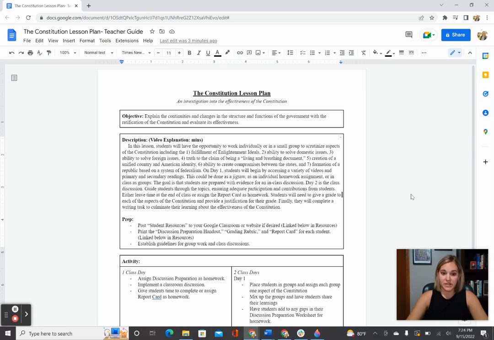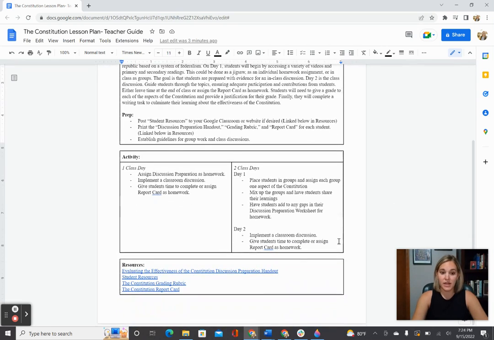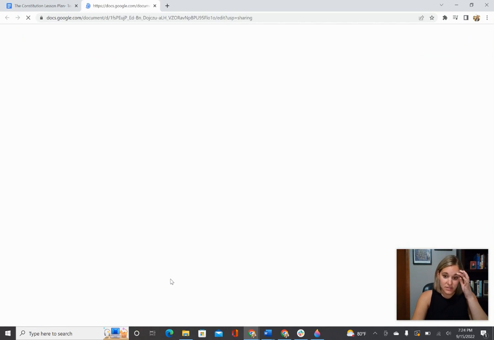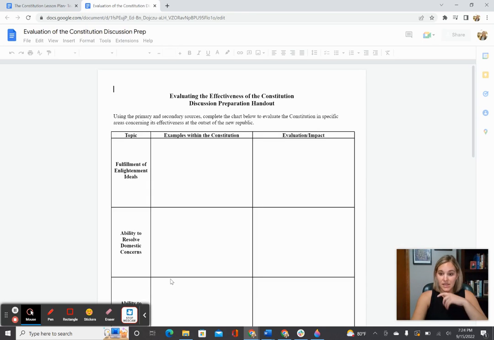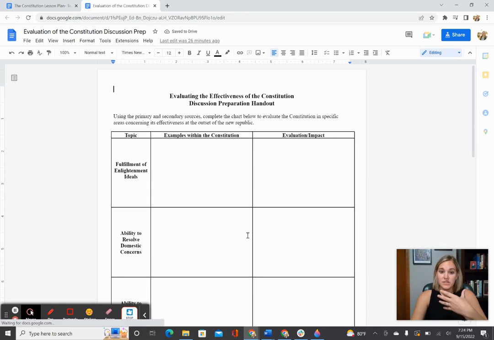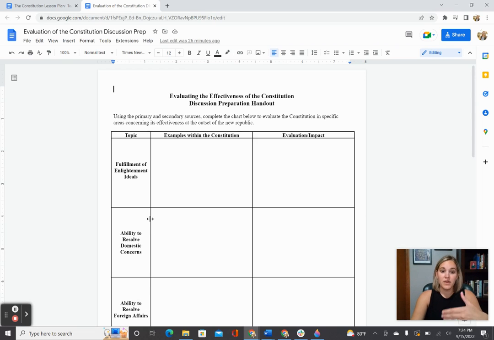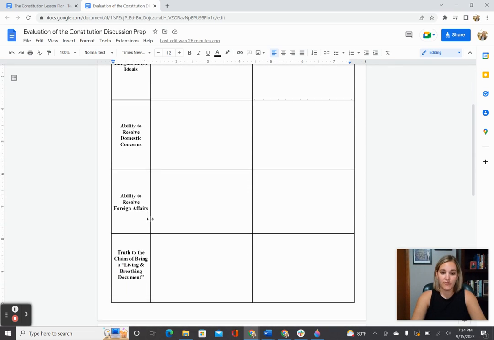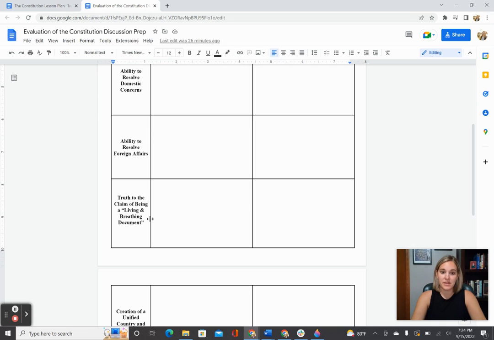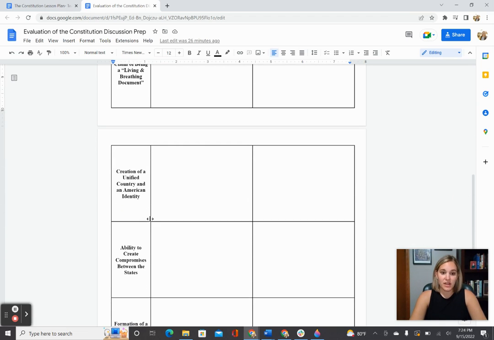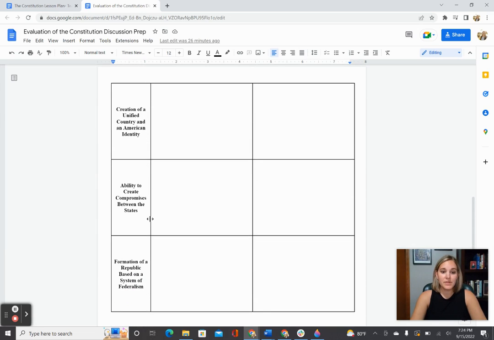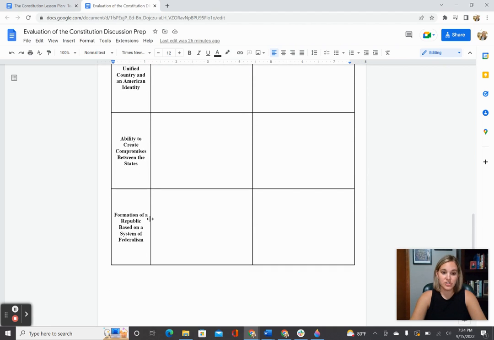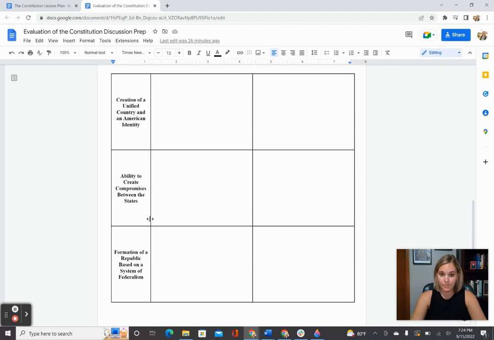So let me just show you what you are going to have access to in this lesson plan. First of all, students are going to have a discussion preparation handout. So this is what you would provide to students on day 1 of the lesson plan. What they're going to do is look at these 7 aspects of the Constitution: fulfillment of Enlightenment ideals, ability to resolve domestic concerns, ability to resolve foreign affairs, truth to the claim of being a living and breathing document, creation of a unified country and American identity, ability to create compromises between the states, and formation of a republic based on a system of federalism.